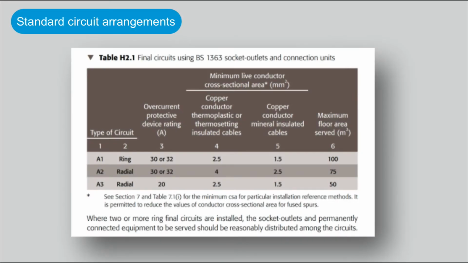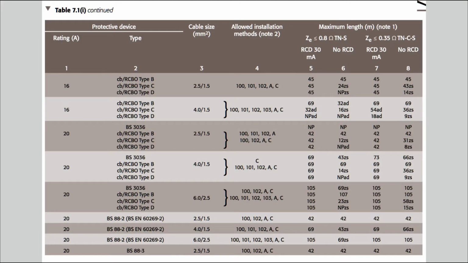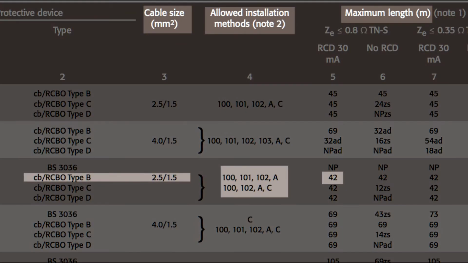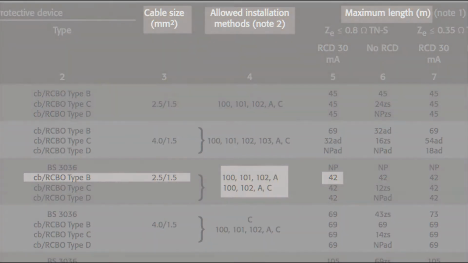Table H2.1 in the on-site guide gives us some advice on maximum floor area served for our circuits. These are standard circuit arrangements for rings or radials. And if we look at table 7.1, also in the on-site guide, that gives us maximum lengths for various different circuits. It has the protected device, the cable size, allowed installation methods, and then the various lengths. Quite a complicated table to work your way through.